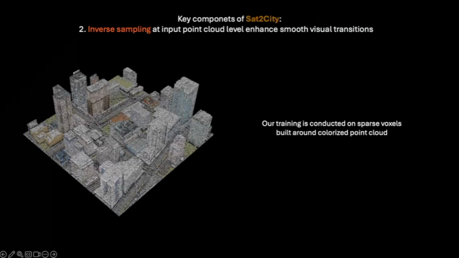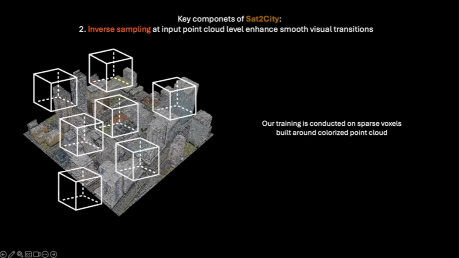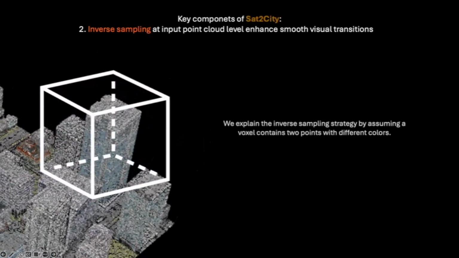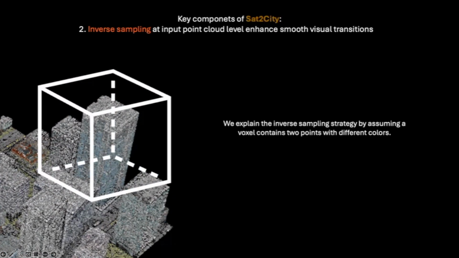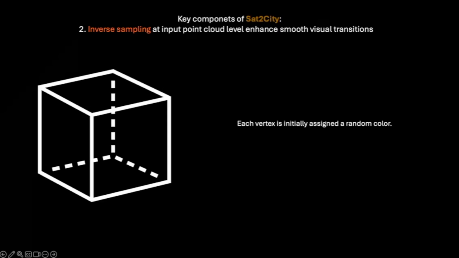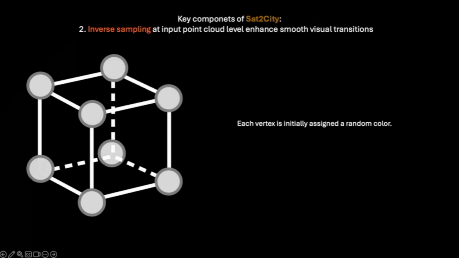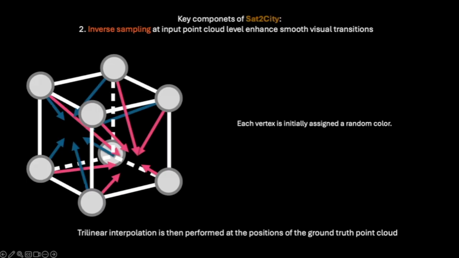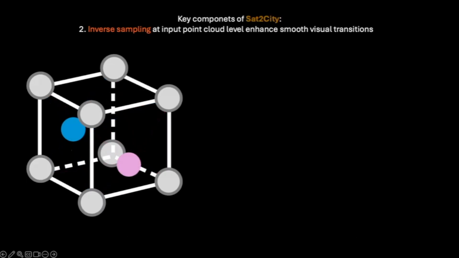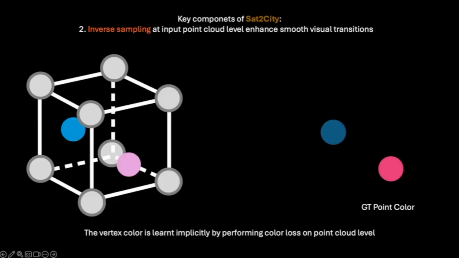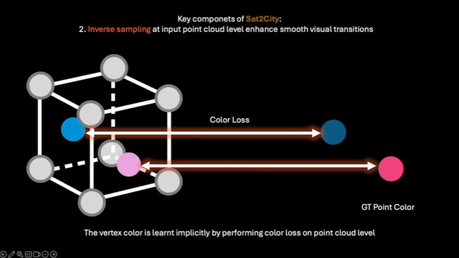Another important part of our pipeline is inverse sampling, which we use for appearance learning. Our training is conducted on sparse voxels built around a colorized point cloud. We explain the inverse sampling strategy by assuming a voxel contains two points with different colors. Rather than directly assigning each voxel a raw color from the input point cloud, which could cause significant color conflicts, we allow the voxel to learn its vertex color by predicting the color of points within it. This way, the model is implicitly supervised. The predicted colors must reproduce the point cloud colors when sampled back.